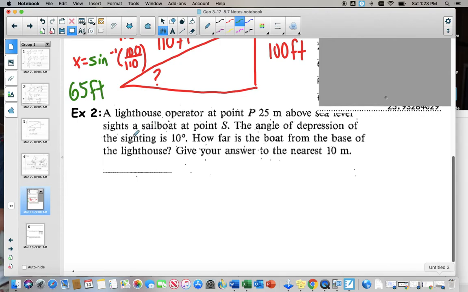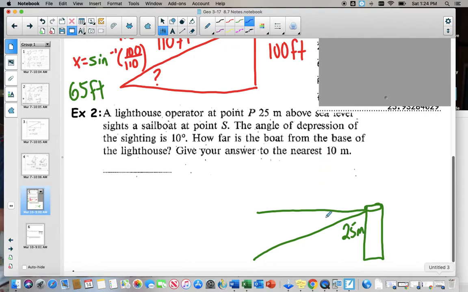So next we go, a lighthouse operator is at a point. So we have a lighthouse, 25 meters above sea level. Angle of depression is going to be 10 degrees. And they want us to find how far the boat is from the base of the lighthouse.